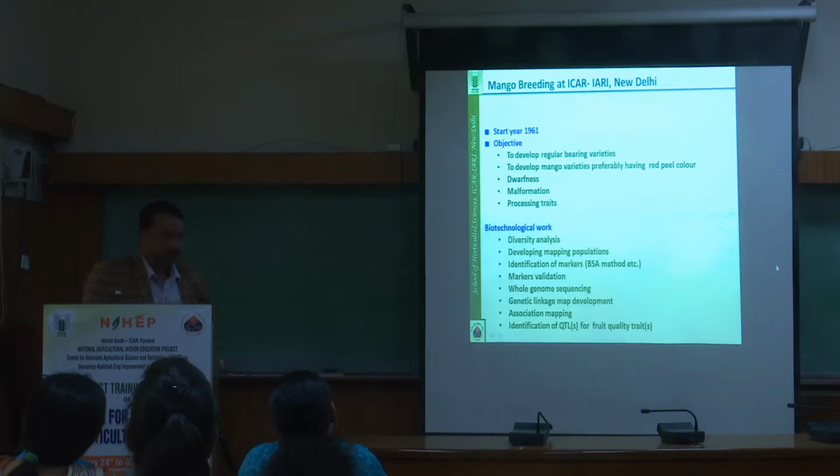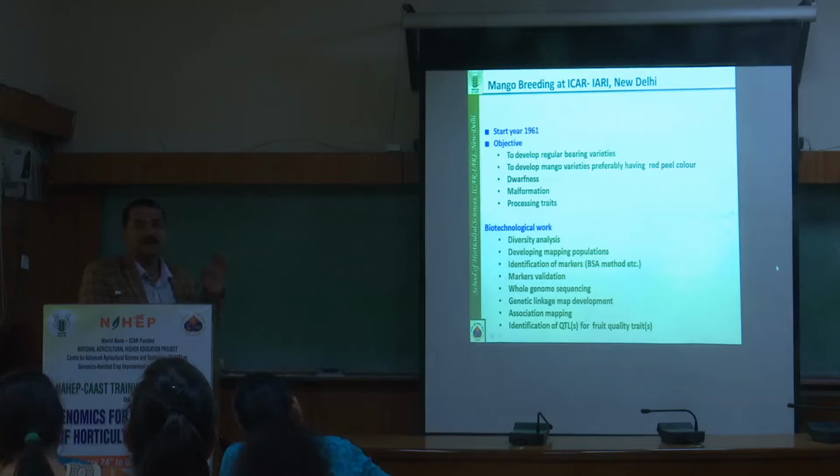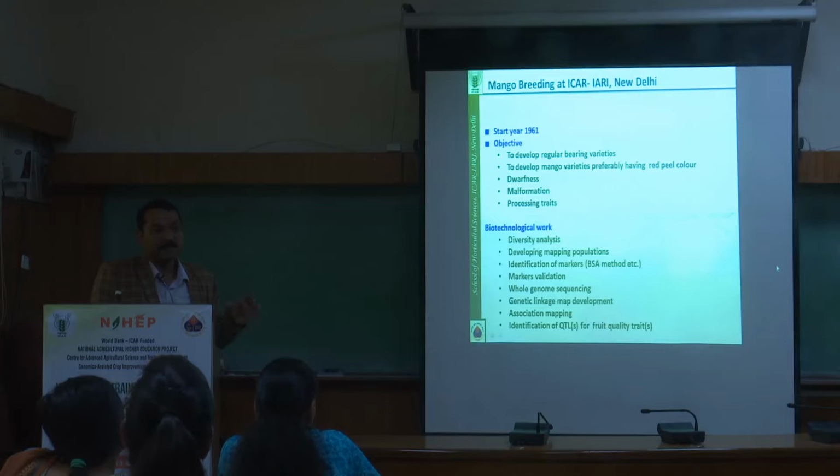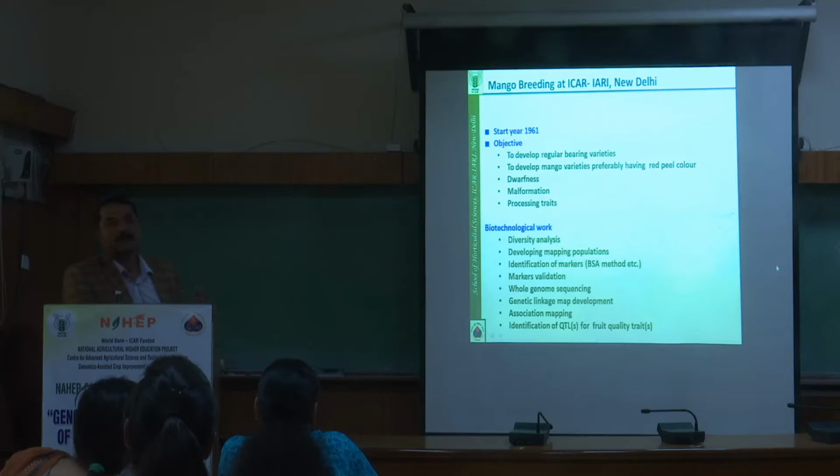And in addition to this, we are also part of biotechnological work. Initially we started with diversity analysis, then development of mapping population. Here I want to emphasize one thing. I think I am taking much time on one slide, so all these things are given later. Then development of mapping population, identification of some candidate markers, marker validation. Whatever genomic data is there, our genome is published, the Dashehari genome is published in case of mango. Our team has identified millions of SNPs and thousands of SSRs. But their validation is equally important, whether they are working in mango or not. So that validation part we are doing.